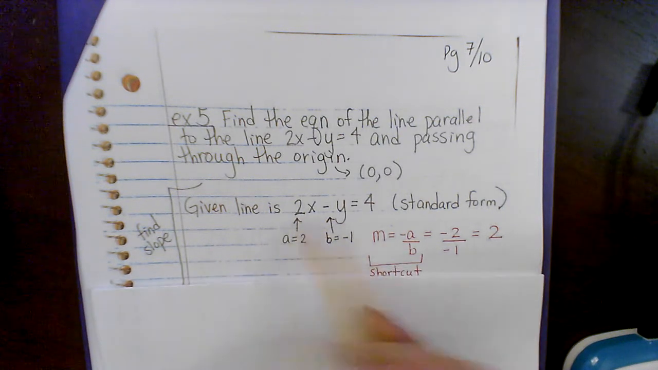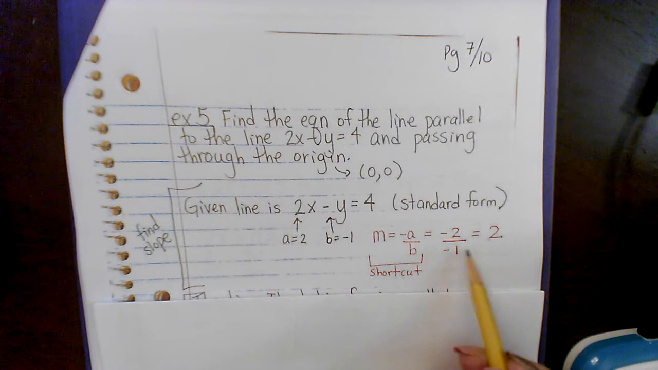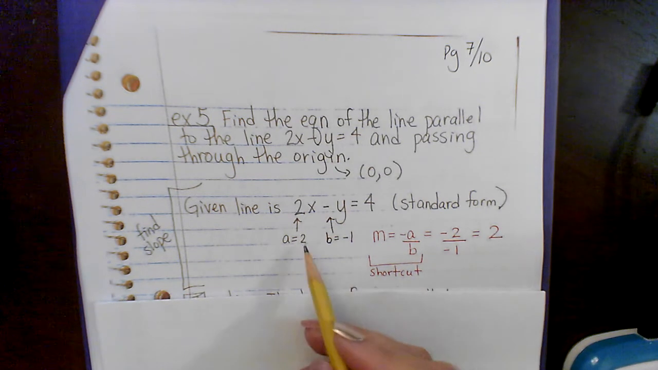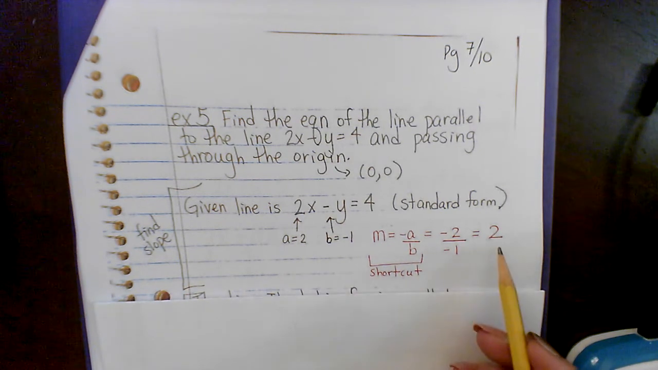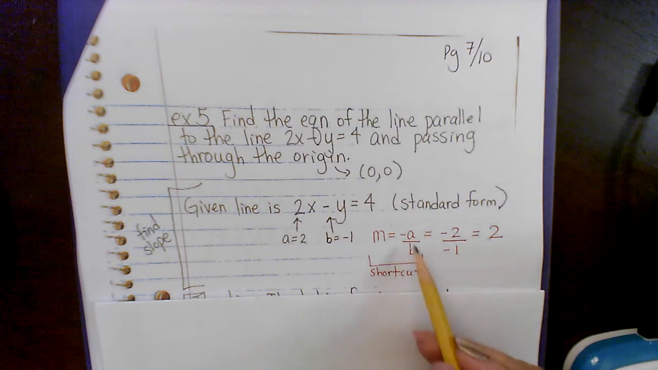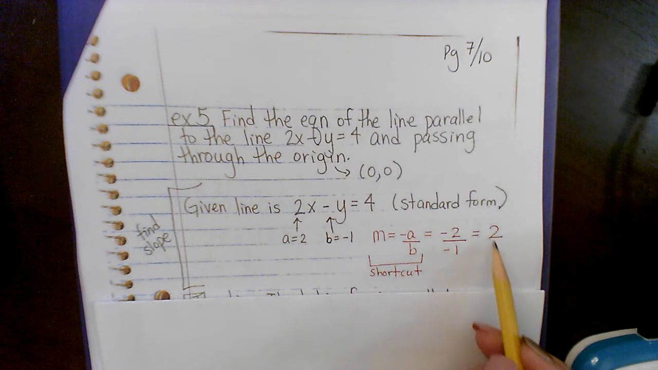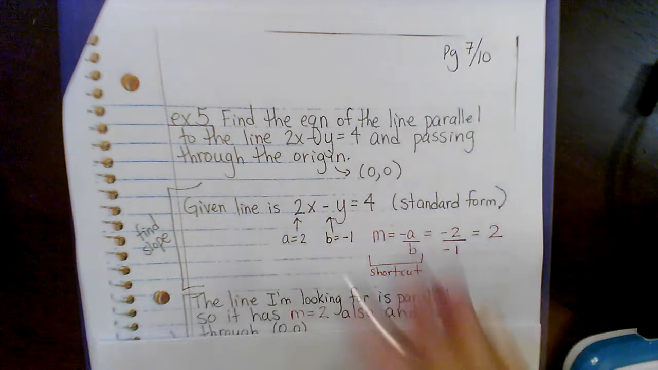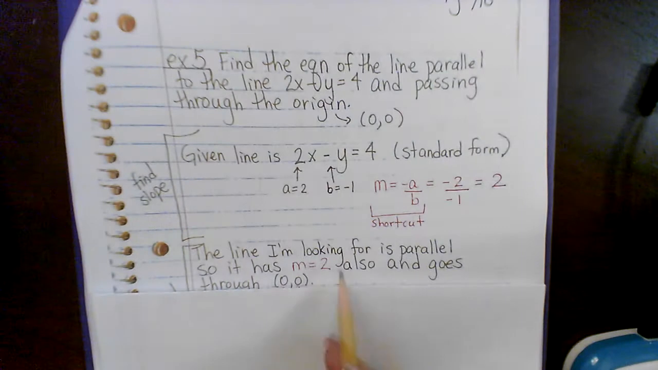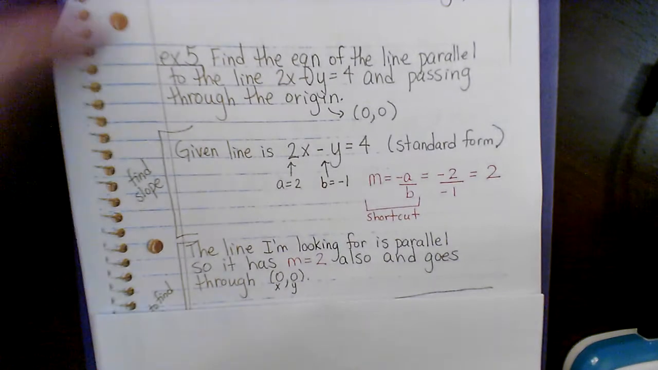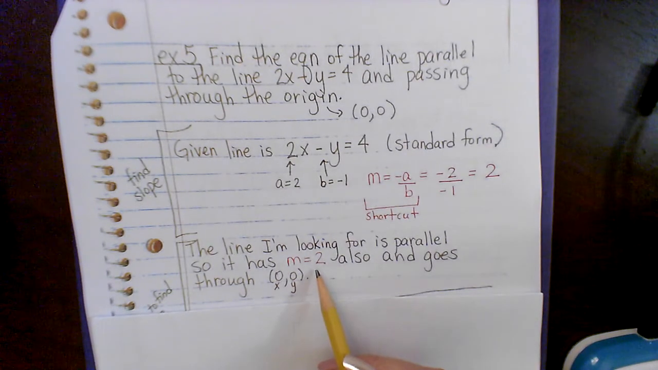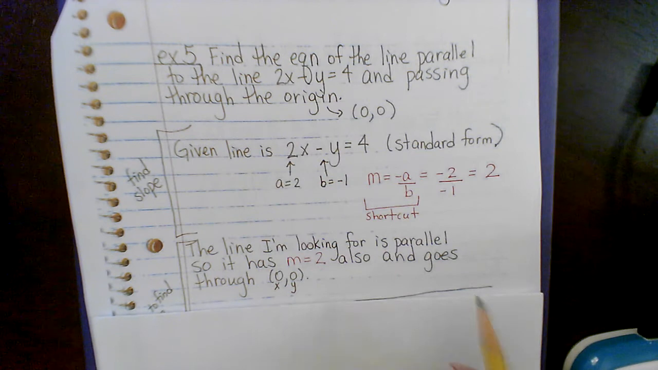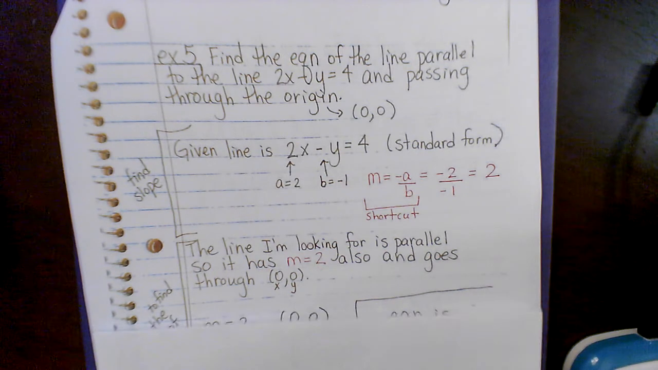So, since it's in standard form, I'm going to use that shortcut, that -a over b. A is 2, b is -1. So I'm going to do that -a over b business, and I get a slope of 2. Because the line I'm looking for is parallel, it has a slope of 2 also, same slope. And it goes through that point 0, 0.